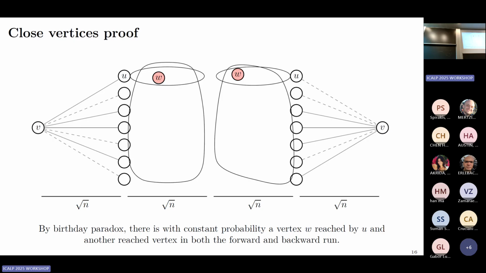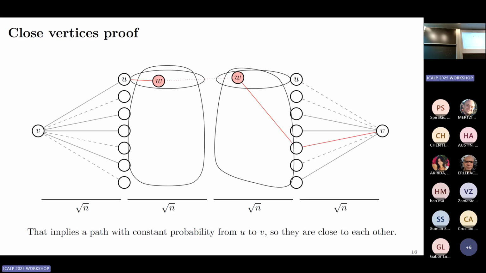So in this case, U might not be reaching V. But over this vertex W, which is in the reachability set of U, U can reach W. W is in the reachability set of the vertices reached by V in this backwards set. So W can reach one of those vertices, and then this vertex can reach V. And all of this happens with constant probability. As you can see, there's a path from U to V now. So I have shown that with constant probability, there's a square root n path from U to V. So U and V are close to each other, which was the goal of the proof, right?